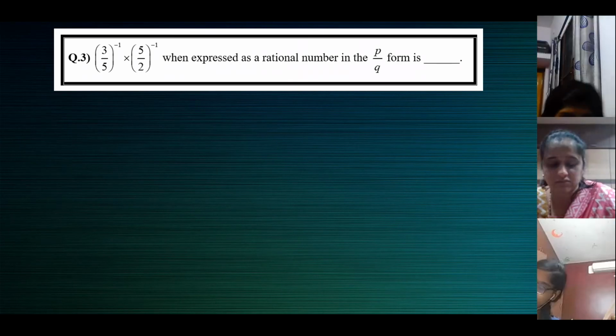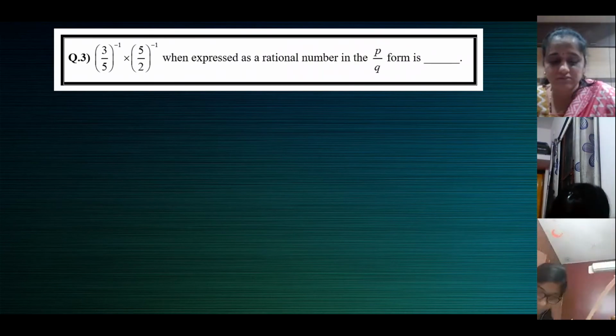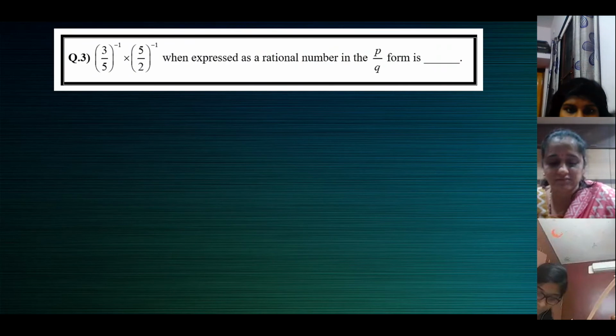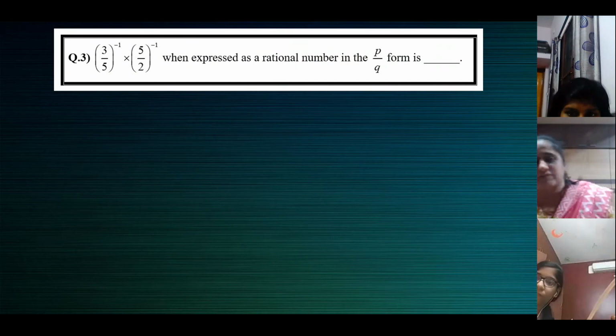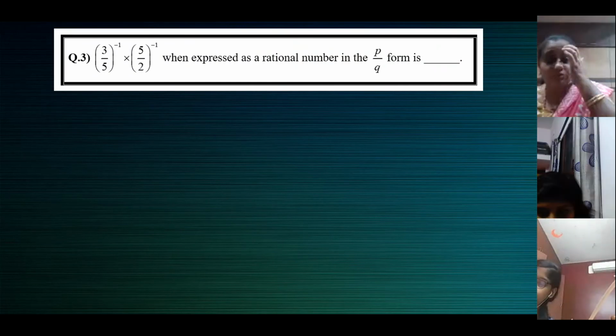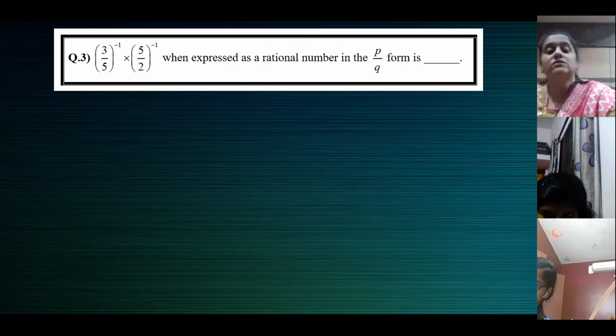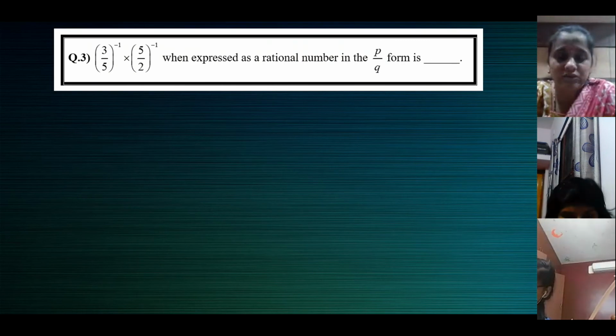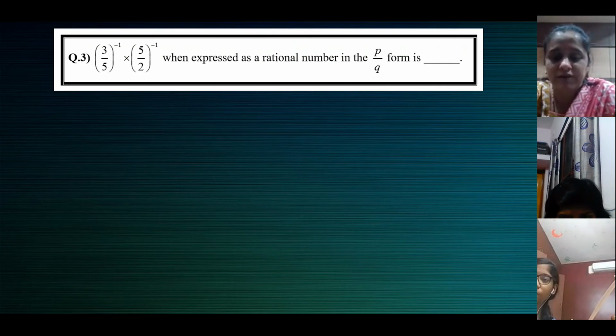I'm done, ma'am. Yes, what's the answer? Ma'am, I got the answer 3 by 2 whole power minus 1, ma'am. 3 by 2. So that means 3 by 2. And is that the answer to the question? Have you expressed it? Is your answer in the form P by Q?